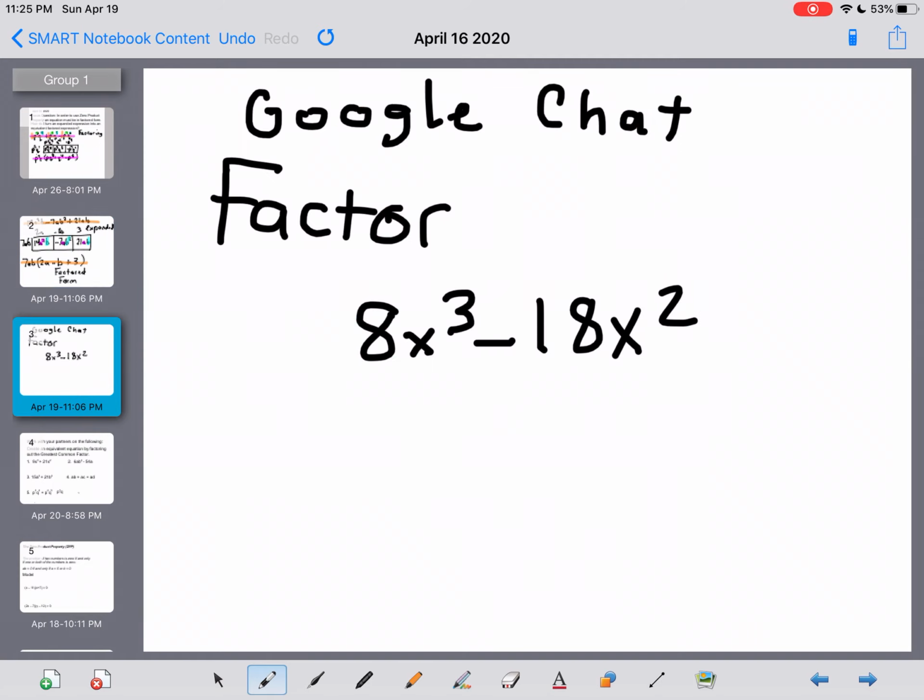All right, so this is what I want you to do, guys. In Google Chat, right when this lesson's done, before you even start to do your assignment, I want you to go to Google Chat, and I want you to factor this expression, 8x to the third minus 18x squared. So I want you to rewrite it in factored form by factoring out the greatest common factor.